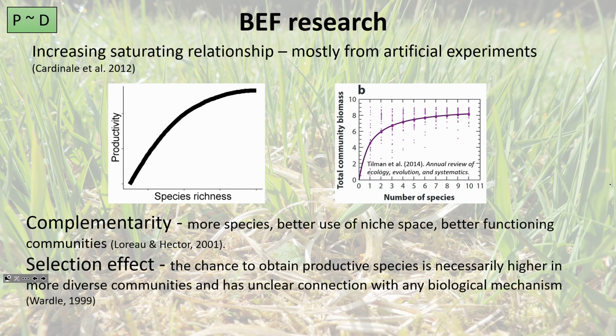The other explanation is the selection effect, formerly called the sampling effect, which is basically a mathematical necessity, because if you are increasing the number of species in a community, you are increasing the chance of including highly productive species, or a species which is doing most of the functioning, and simply you get better functioning because the chance of having these better functioning species is increasing if you are selecting from more species.